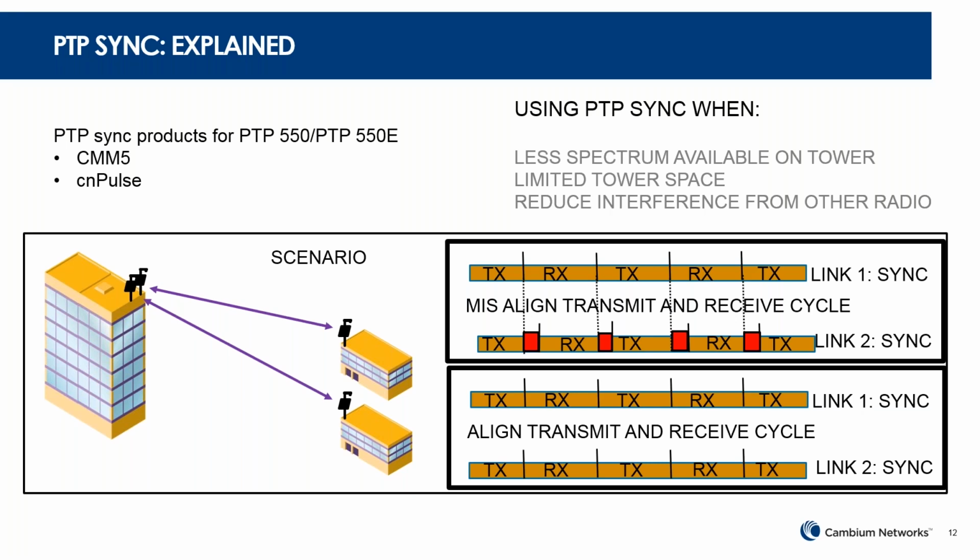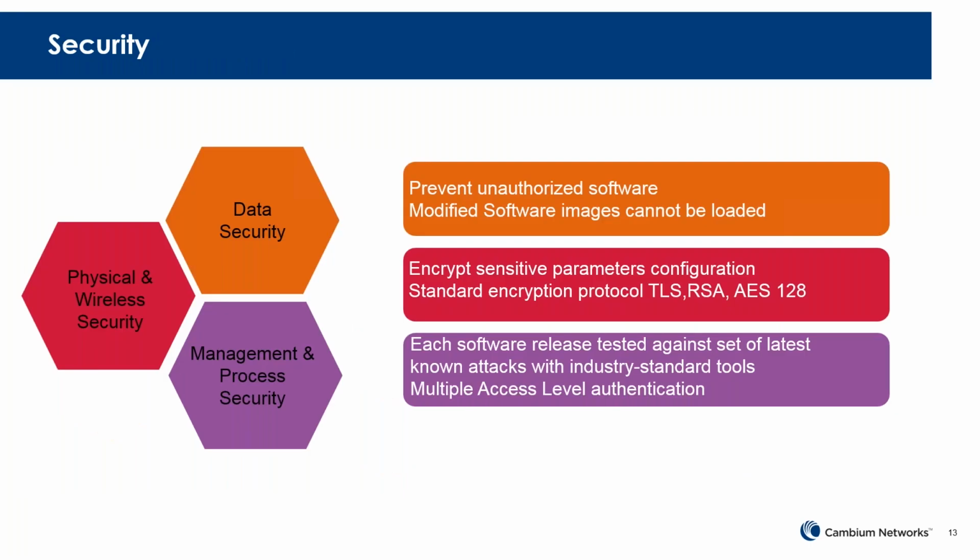Ideally, we use PTP sync when we have limited spectrum available on a tower. Of course, if you have a lot of spectrum available, you may want the radios to operate on independent channels so that they never interact with each other. Some of the key security parameters the 550E supports: it prevents unauthorized or modified software from being loaded. Second, we have AES 128 encryption, and each release that we have is thoroughly tested with industry standard tools, and we also have multi-level authentication.